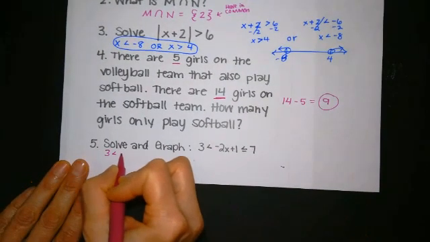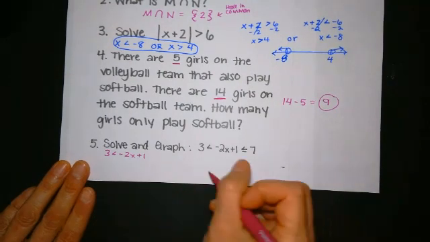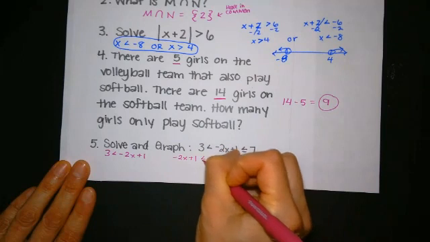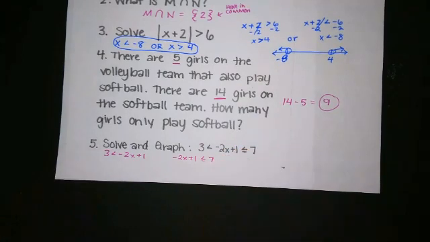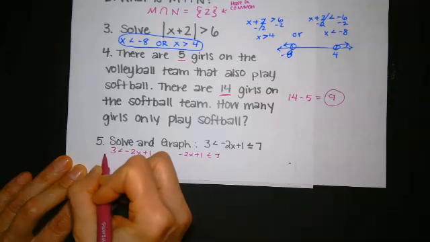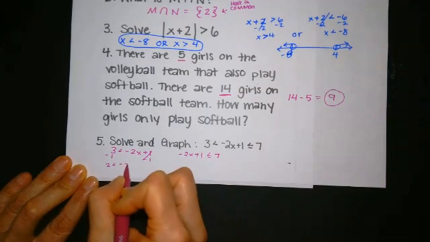Okay, so we're going to start here. 3 is less than negative 2x plus 1. That's one side we're going to solve. And the other side we're going to solve is negative 2x plus 1 is less than or equal to 7. Okay, so on this side, we're going to start by subtracting 1. Okay, good. So we got 2 is less than negative 2x.